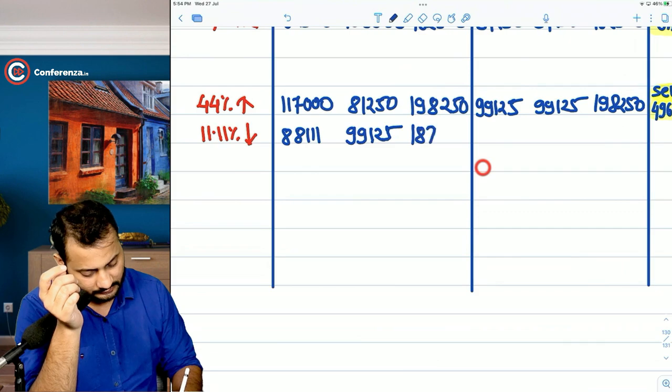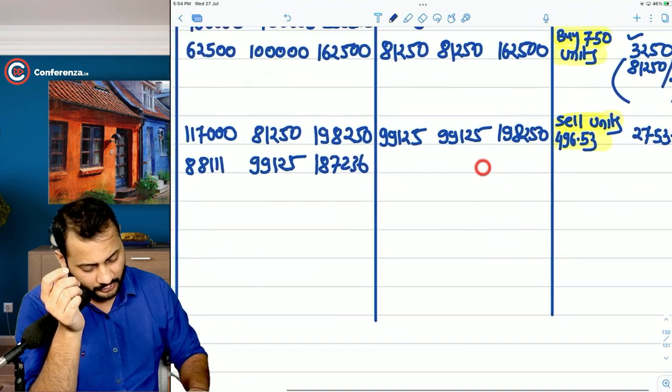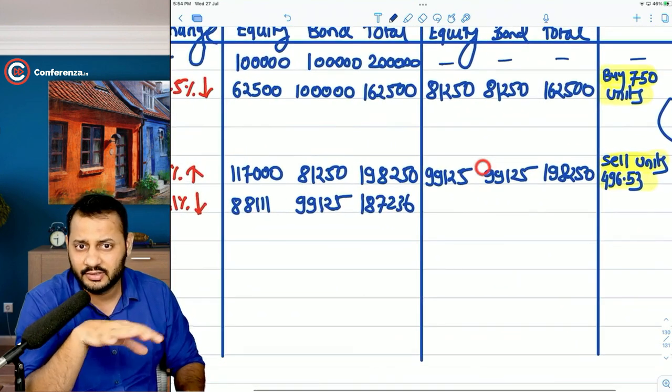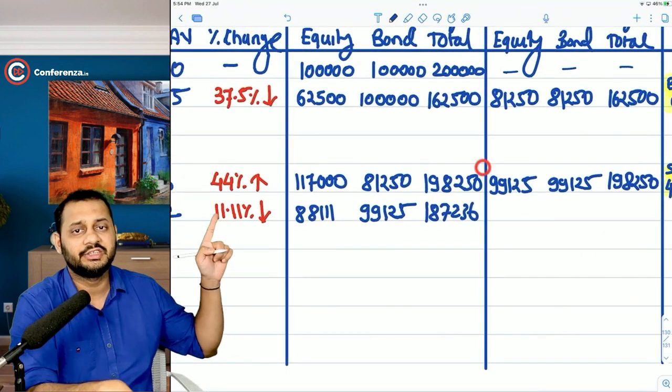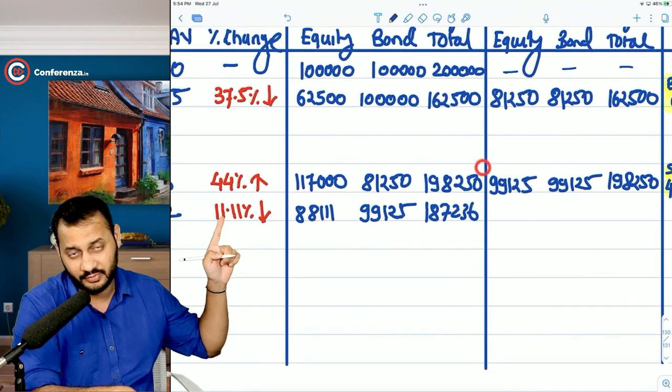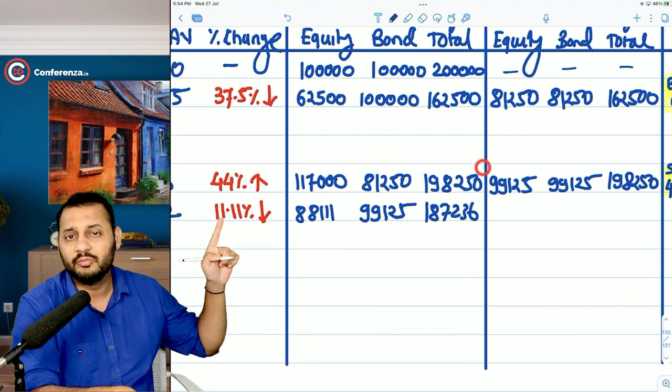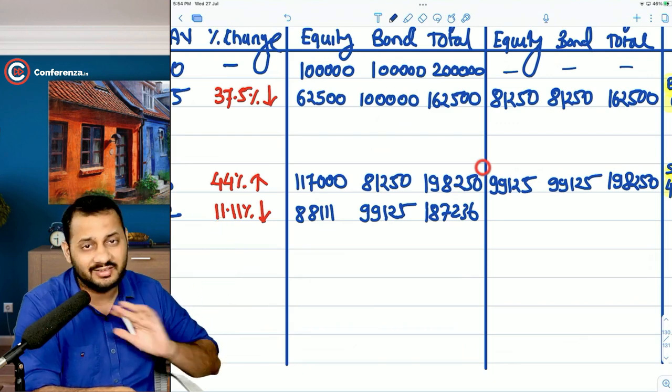187,236. Do you think we should rebalance it? No, sir, because the change is not more than 15%. We are going to do nothing.